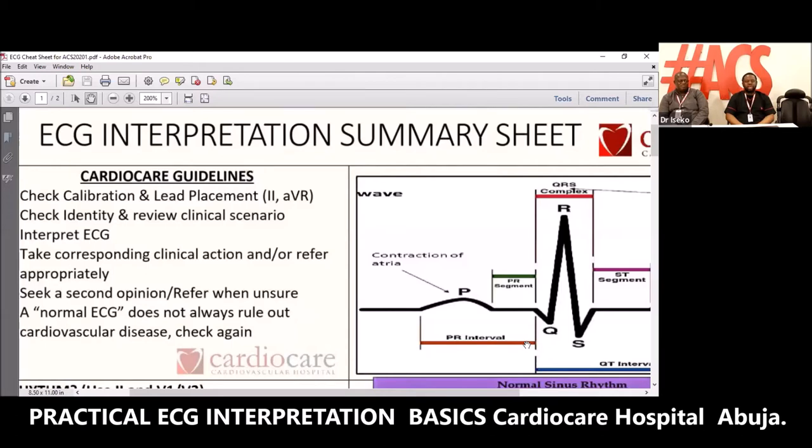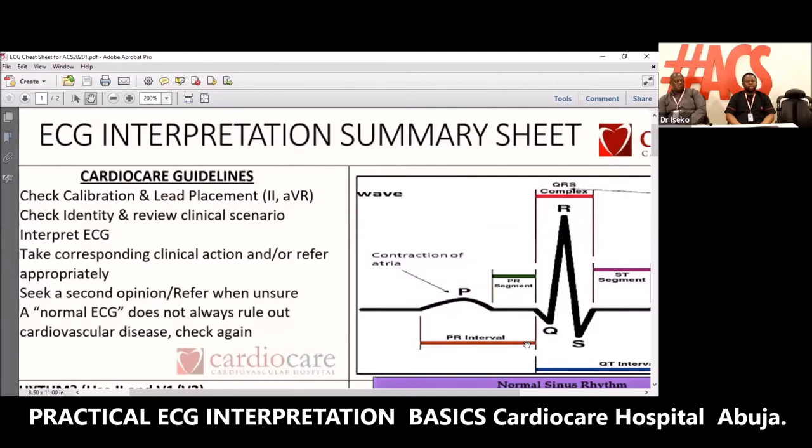Then review the clinical scenario. ECG cannot be reviewed or made sense of without the clinical scenario. What was wrong with the person? Why did the person come? If they came with chest pain, what are you looking for? If they came with hypertension, what are you looking for? That's something you must review, and then take corresponding clinical action. Whenever you are unsure, seek a second opinion or refer. Cardiocare is here for you for that, or any other hospital that has cardiovascular services.